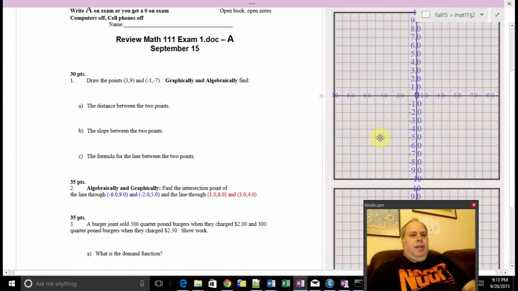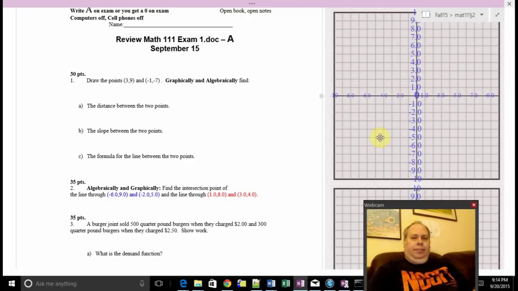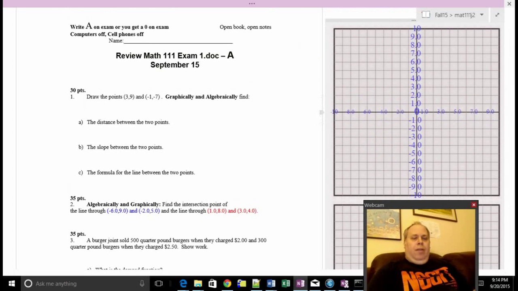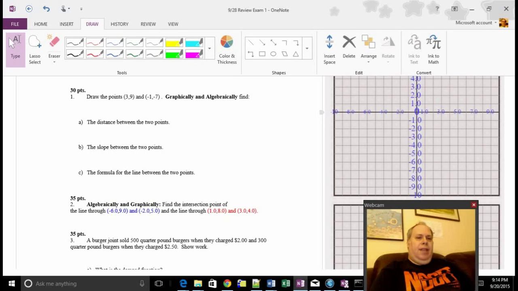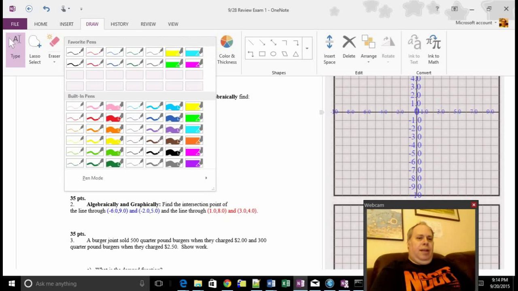Okay, so this is the review exam for Math 111, Exam 1, September 2015. And I'm going to go over question 1 in this section. We're going to attack 3, 9 and -1, -7 graphically and algebraically.